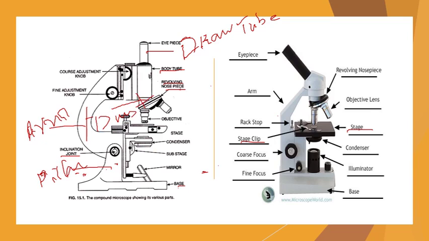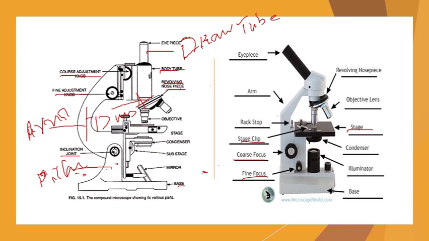After this we have a coarse adjustment knob. This one is a coarse adjustment knob. Similarly here, this is a coarse adjustment knob, and this one is a fine adjustment knob. So the coarse adjustment knob and the fine adjustment knob both are mechanical parts.